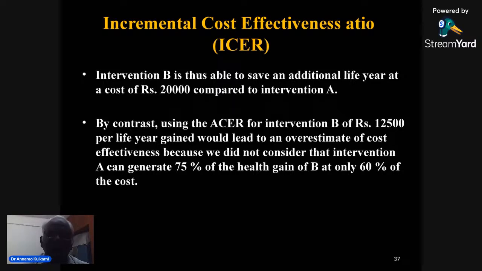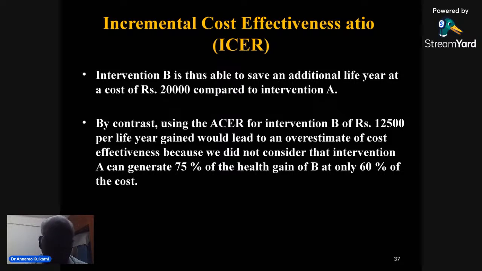By contrast, the average cost effectiveness ratio for intervention B is rupees 12,500, because it is 5 lakhs over 40 years. So the average of 12,500 rupees per life year gain would lead to an overestimate of cost effectiveness ratio, because we did not consider that intervention A can generate 75% of the health gain.